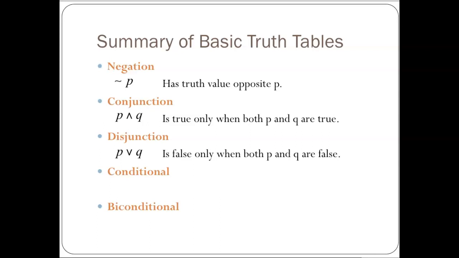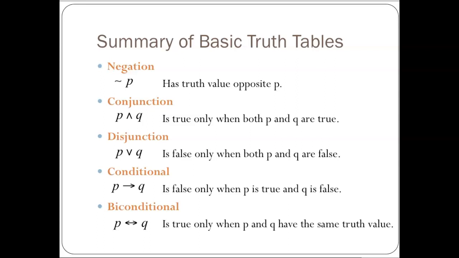The conditional, P implies Q. This is false only when P is true and Q is false. Okay, otherwise it's true. So it's only false when P is true, Q is false. And the biconditional, the last one we just did, where P, if and only if Q, this is true only when P and Q have the same truth value. Okay, so if they're both true, then it's true. If it's both false, then it's also true. Otherwise, it is going to be false. All right, and that is all we have for today.